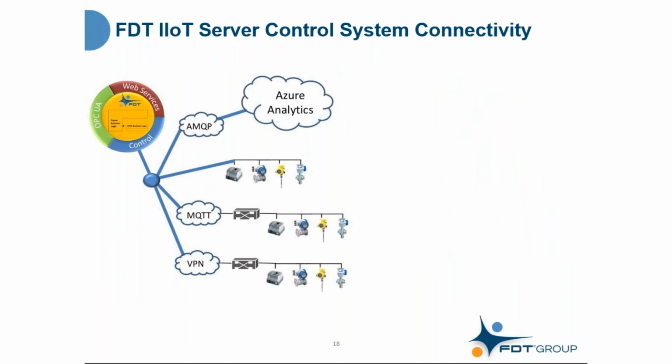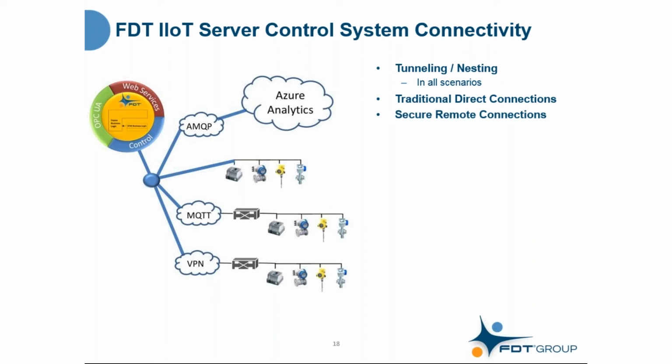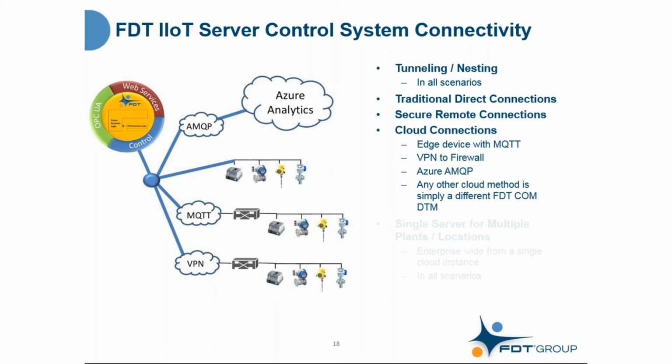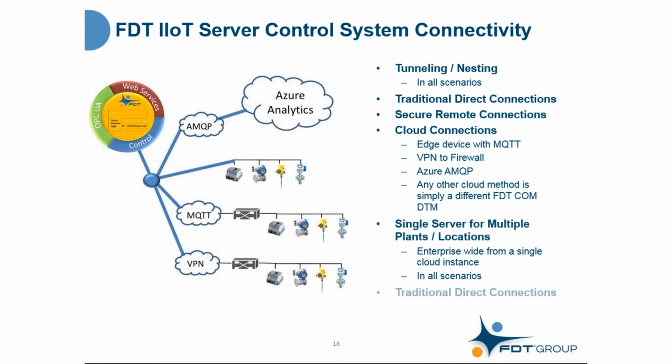To connect to the various control networks, there's a number of ways that this is possible, but in any case, tunneling and nesting holds true in all scenarios, so we certainly can still directly connect to a traditional control network, but we can also achieve secure remote connections through VPN, MQTT, and other methods. This supports any type of cloud connection, edge devices, VPNs, Azure, and so on. And it also allows a single server to take care of multiple plants and locations. So anything enterprise-wide in a cloud example, as you see here, or it could be a simple desktop application as well.